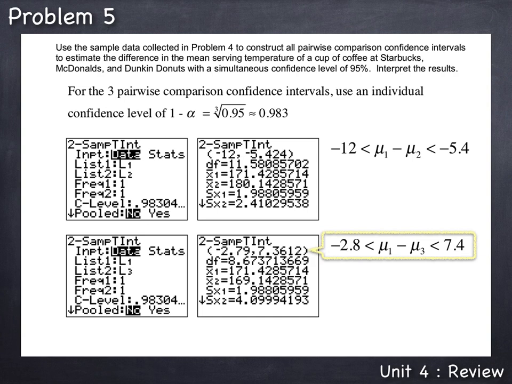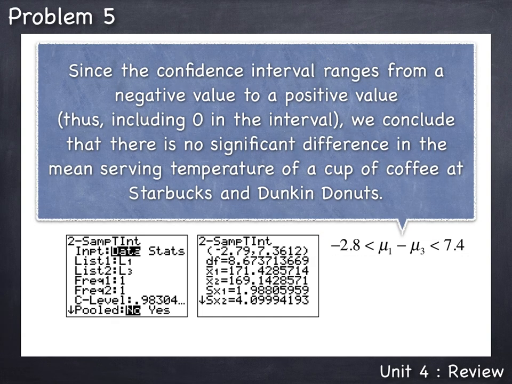So we can give our interpretation. Since the confidence interval ranges from a negative value to a positive value, thus including 0 in the interval, we conclude that there is no significant difference in the mean serving temperature of a cup of coffee at Starbucks and Dunkin' Donuts.